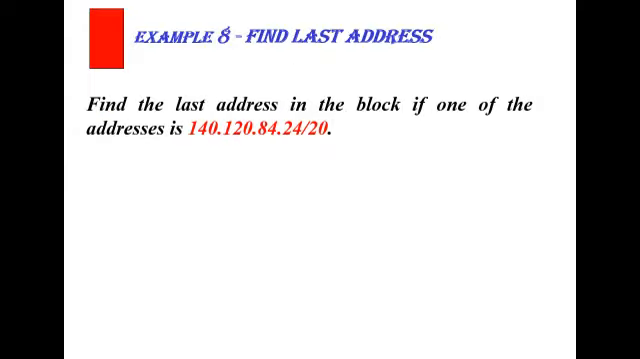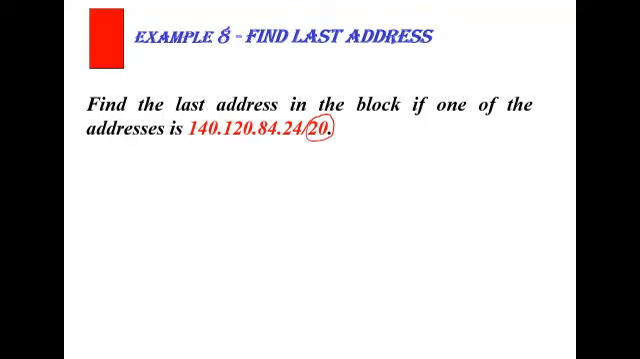So let's start with an example. In the given question, find out the last address in the block if one of the addresses is 140.120.84/20, and we all know now this prefix length /20 is the key of this particular classless or CIDR notation addressing of IP address. So a random address is given and you have to find out the last address.